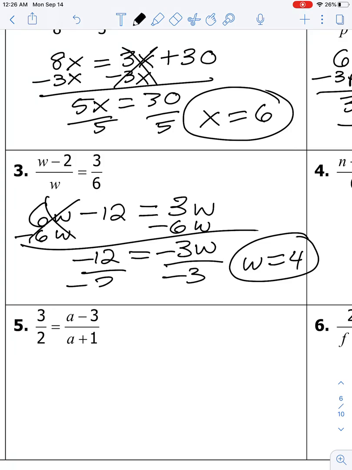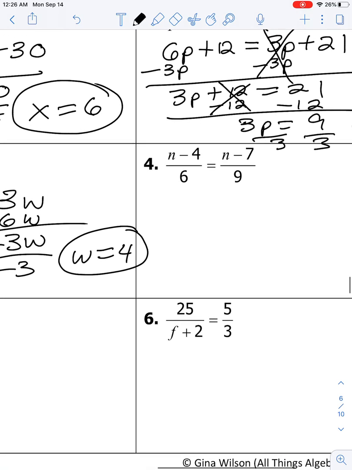Okay? Divide by negative 3. Obviously, negative over a negative is a positive. 12 divided by 3 is 4. And that's your answer.